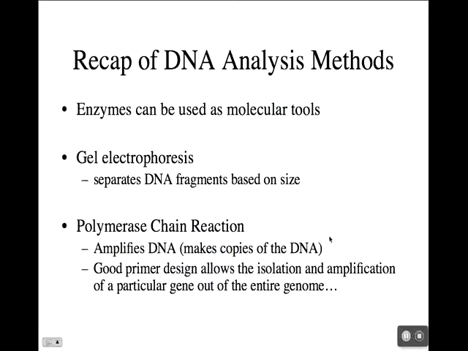Now, here's the next thing, the next layer I want to talk about with PCR. Good primer design allows the isolation and amplification of a particular gene out of the entire genome. In other words, let's imagine you have a great big long piece of DNA, maybe an entire human chromosome, but you only want to copy one area, maybe just one gene. How can you tell the PCR, only copy that area, don't copy the whole thing? How do you set your PCR up to do that?